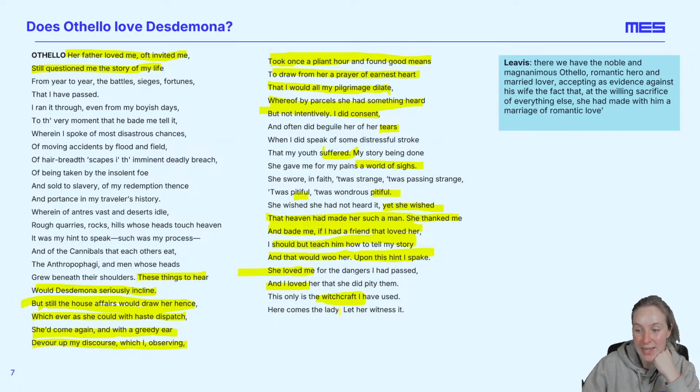And then here comes the lady, let her witness it. So he's confident enough in this version of the story to say, here she comes, she'll witness that what I said is true. She'll support what I said. So here we have this beautiful story of their love. We have all of this explanation, and in it Othello shows that he's not rude in speech, right? He is actually very well spoken, very beautifully spoken here.